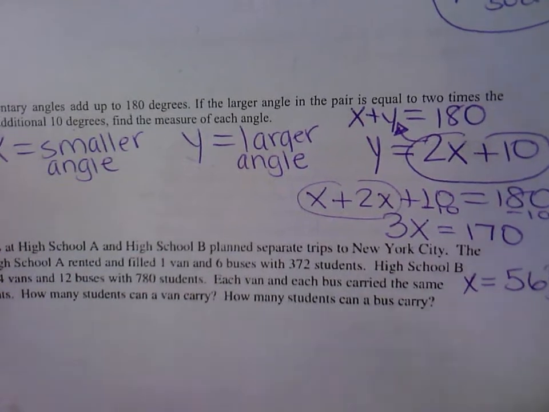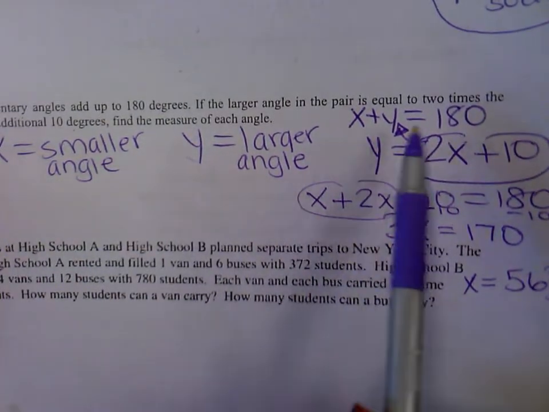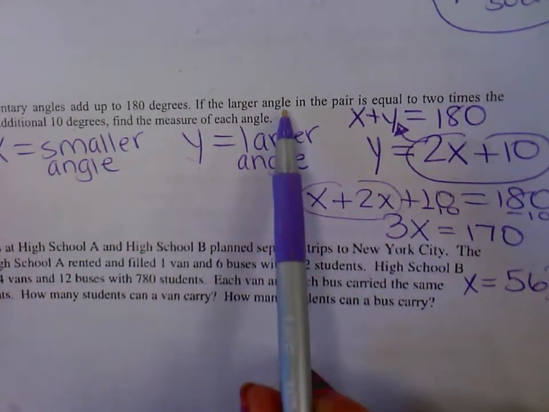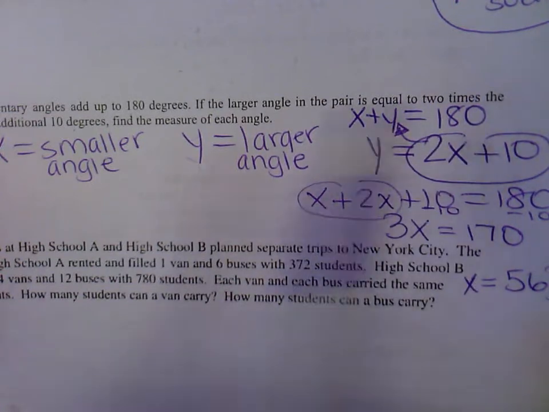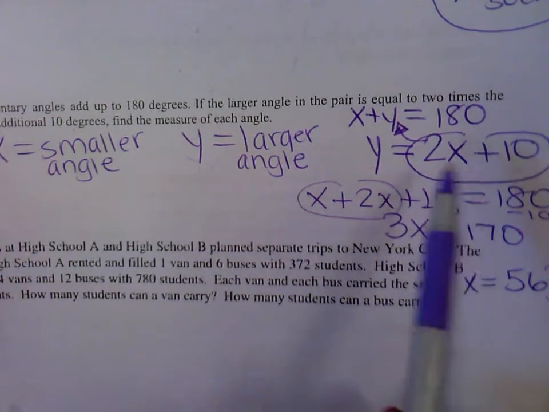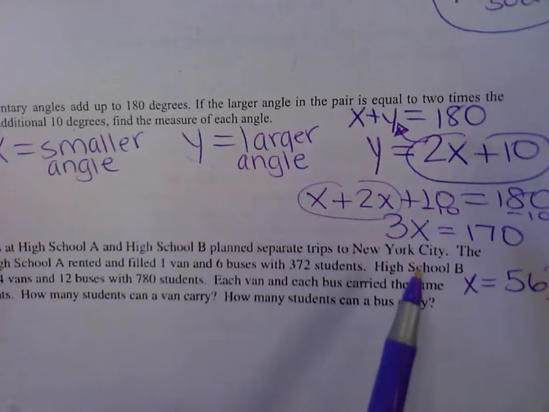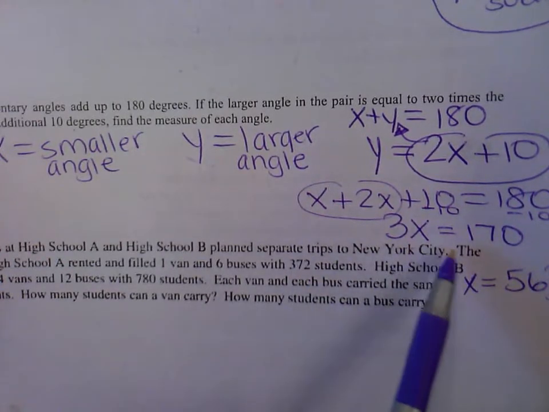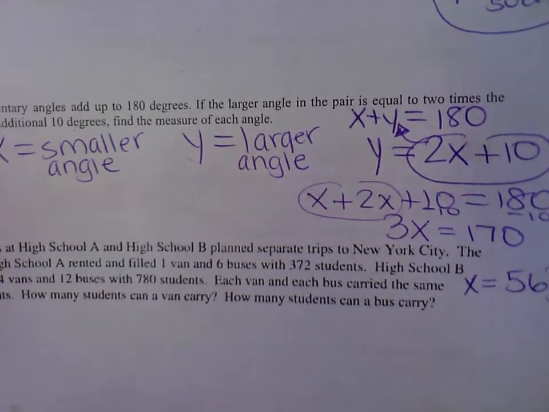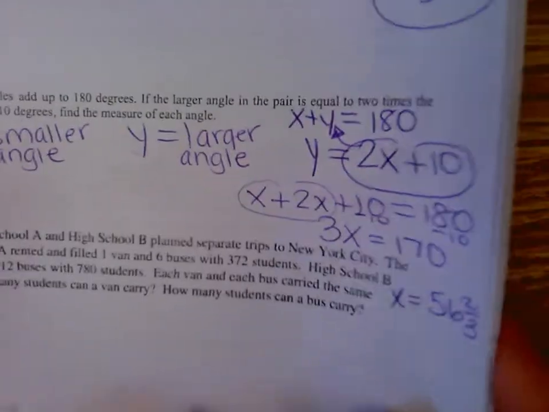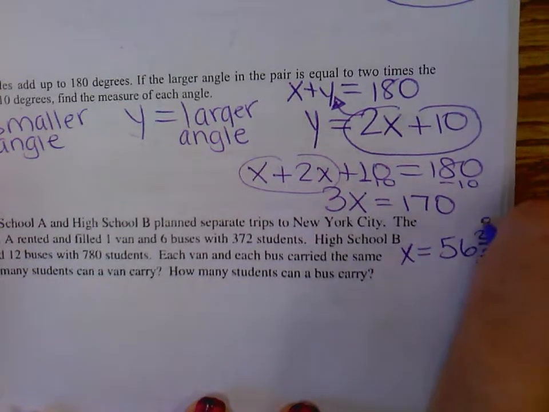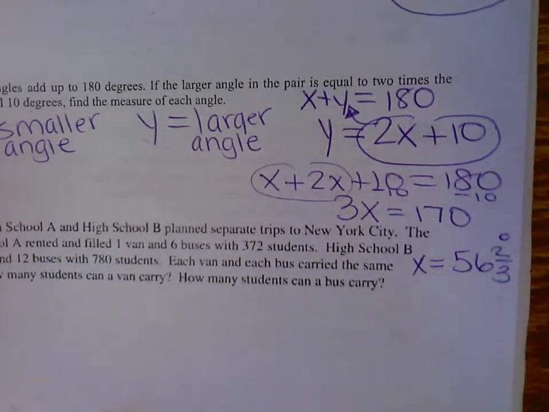Did I do something wrong? X plus Y is 180. The larger angle is equal to 2 times the smaller angle plus 10. Looks like I wrote it out right. It just seems funky that it would come out uneven instead of a whole number. All right, if X is 56 2/3 degrees, I will try to not make them come out as fractions. I must have made a typo when I typed the problem.